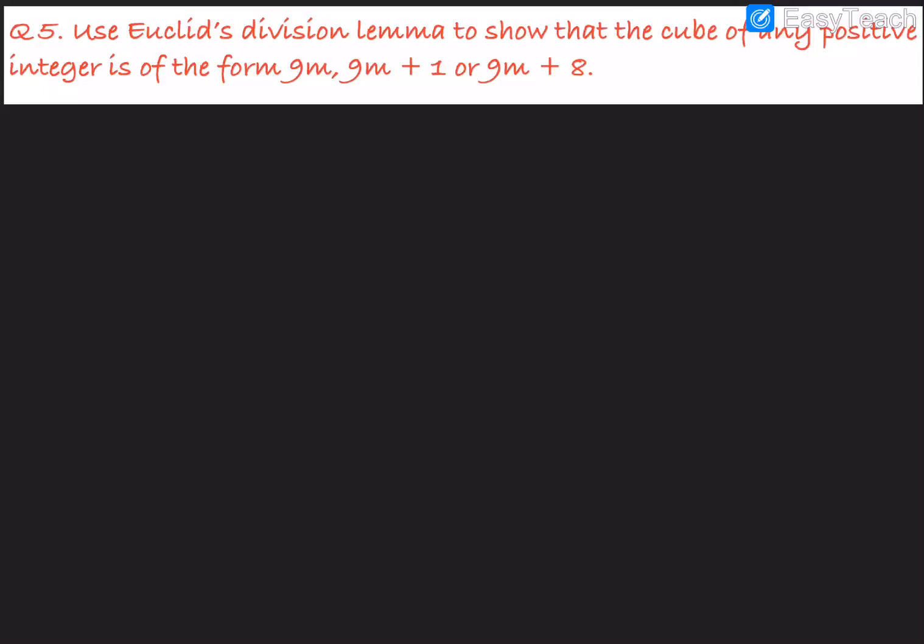Now taking the question number 5. What is this question? Use Euclid's division lemma to show that cube of any positive integer is of the form 9m or 9m plus 1 or 9m plus 8. We will prove it in the same way as the question number 4. Let's proceed.